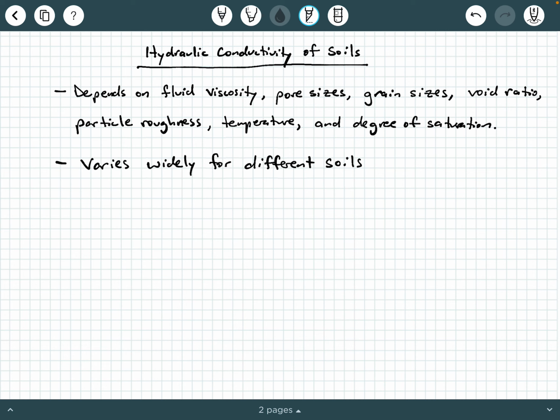Now, it also varies widely for different soils, but I would say the most influential attributes for hydraulic conductivity really are pore size, grain size, and void ratio. That seems to have the greatest impact.